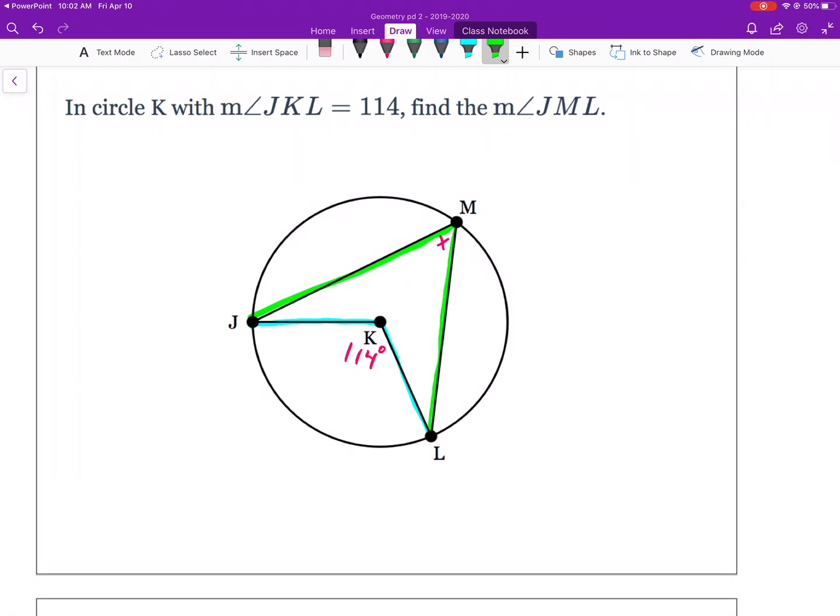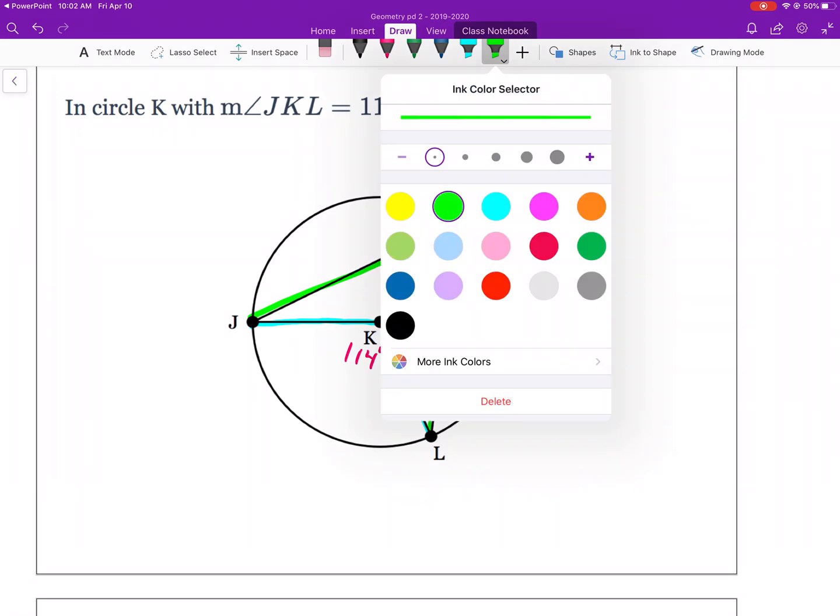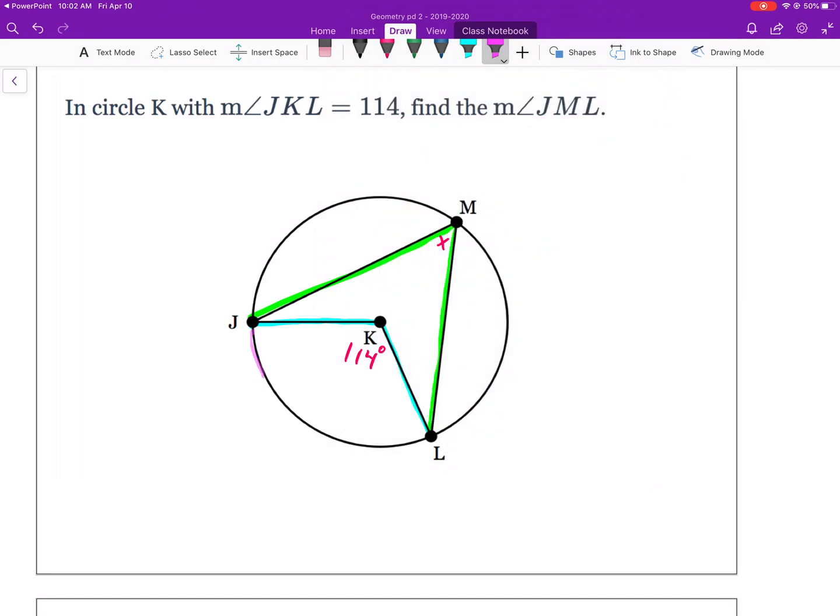All right. So if we have that arc, we can find both of these angles. Now, JL is what we can find. That's the arc that gets intercepted. That's equal to the central angle, so that would be 114 degrees. And then X, what we're looking for, angle JML, would be equal to half of that arc. So take 114 and divide that by 2, and you get your answer. So you get 57 degrees. Final answer.